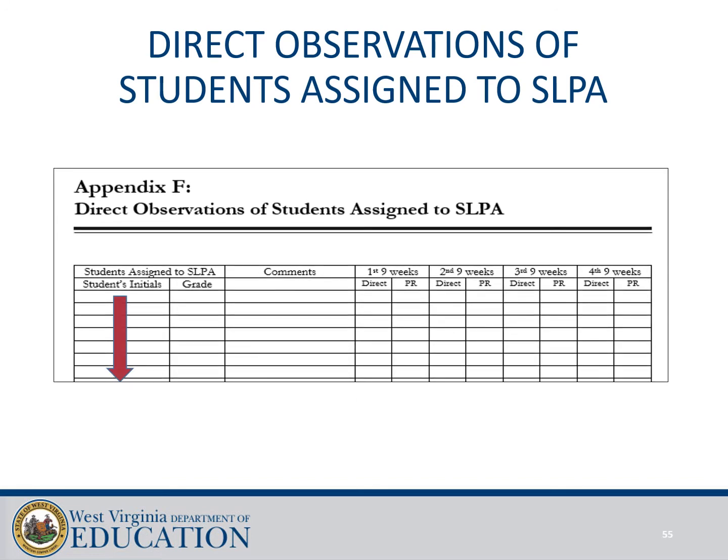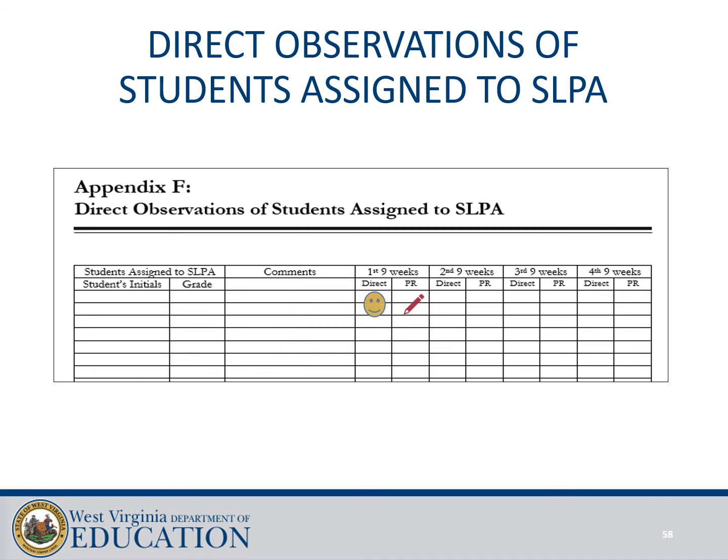In order to maintain confidentiality, you would list the student's initials here. Grade or class goes here. You would add comments here, like what the student is working on or what you want to remember the next time you observe that student, or things that you need to check on or assessments you need to do, information that would be helpful to you and to the SLPA.